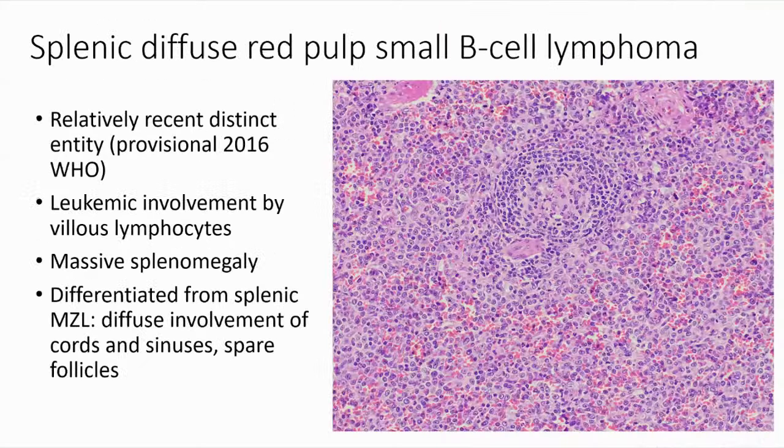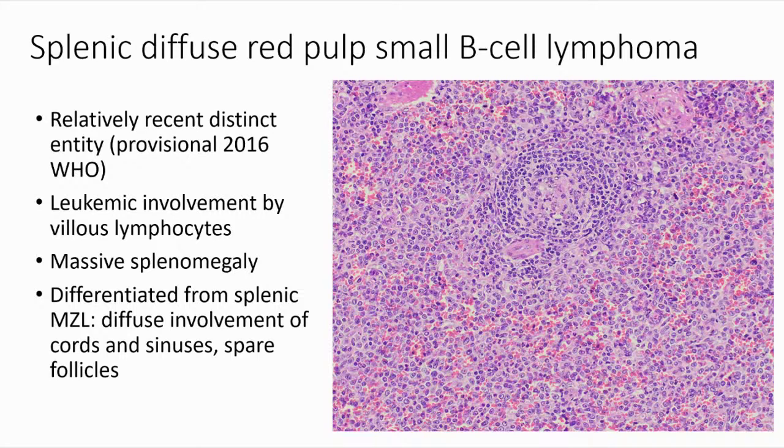And finally, splenic diffuse red pulp small B-cell lymphoma. This is a relatively distinct entity. You also see these circulating villous lymphocytes. You're going to have splenomegaly, and it's difficult to differentiate from a splenic marginal zone lymphoma unless you have a hold of the spleen. And in the spleen, here we're seeing this diffuse involvement of the cords and sinusoids by these atypical lymphoid cells, whereas in splenic marginal zone you're going to see abnormal follicles with that biphasic pattern. And so those two can be confusing until you see the actual splenic pathology.